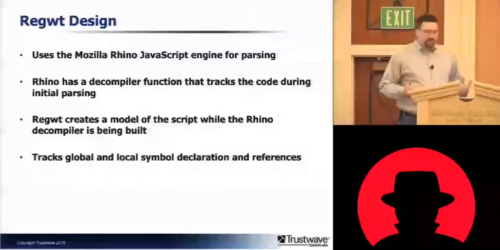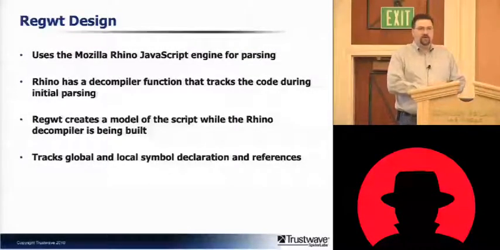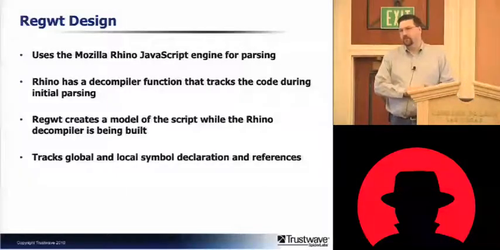So to automate this process, we created Wiglet. It's based on Mozilla Rhino, which is their all-Java implementation of the SpiderMonkey JavaScript engine. And it's pretty obvious that it's a port when you're looking through it.